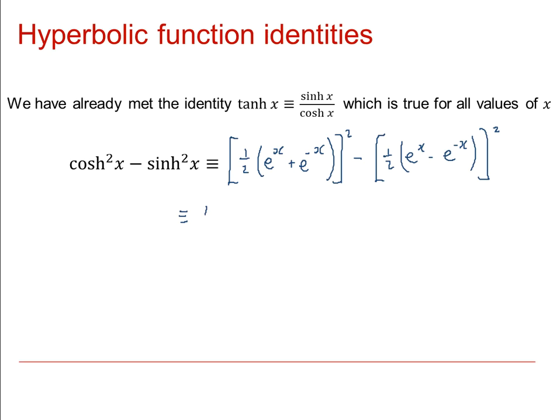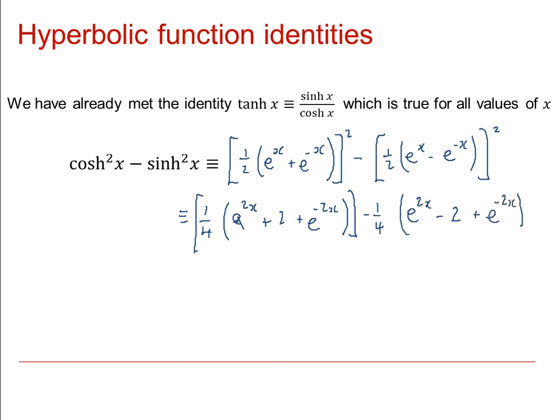Well, the first bracket becomes 1/4 e to the 2x plus 2, and then plus e to the minus 2x, and the second bracket becomes 1/4 e to the 2x minus 2 plus e to the minus 2x.